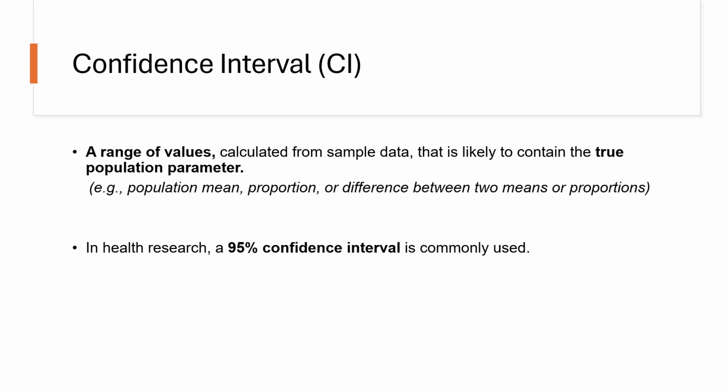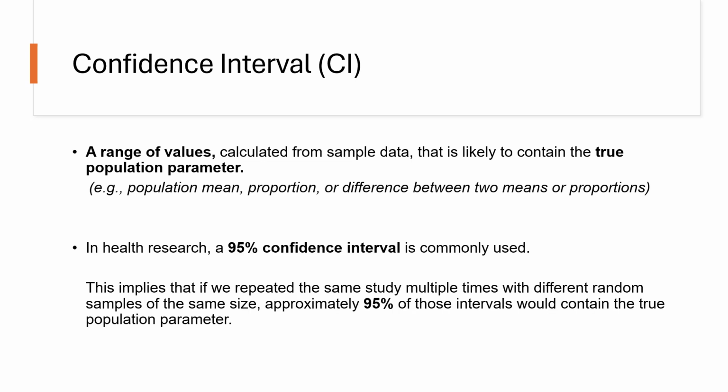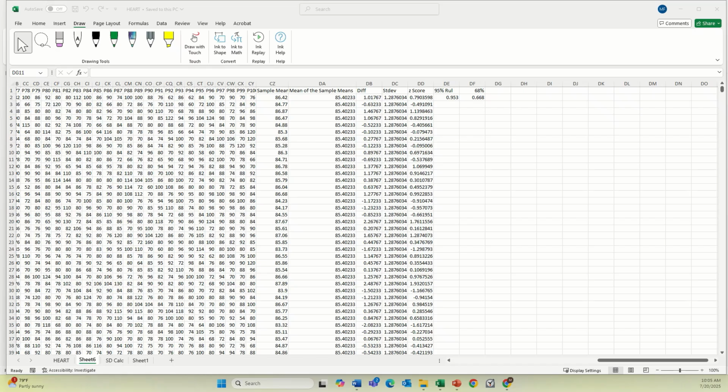So as I said, in health research, we normally use the 95% confidence interval, which implies that if we repeat the test multiple times with a random sample of the same size, approximately 95% of those intervals would contain the true population parameter. During our demonstration of the CLT, central limit theorem, and empirical rule, we observed that 95% of our sample means fell within 2 standard deviations and approximately 68% fell within 1 standard deviation.